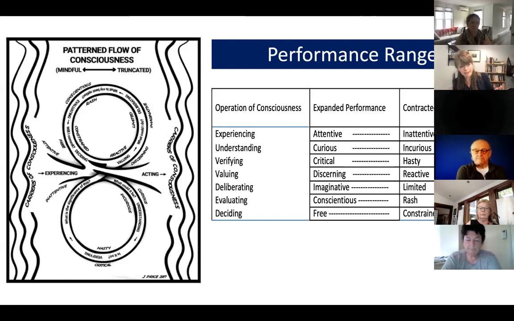And so evaluating then performance ranges, expanded would be conscientious. How is what I come to think that I should do in line with either achieving the future that I'm hoping for, or preventing the future that I'm worried about? We can be rash, where we move again quickly through, I can only do one thing, which is just collapse here and cry.